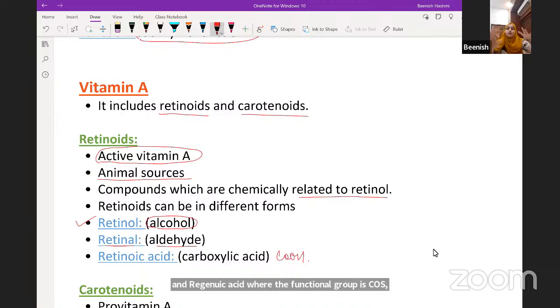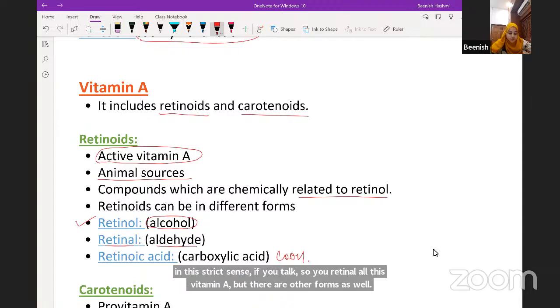So your retinoids are the active form of vitamin A, and you get them from animal sources. And in the strictest sense, your retinol is vitamin A, but there are other forms as well, that is your aldehydic form, and your carboxylic acid form, that is retinoic acid.